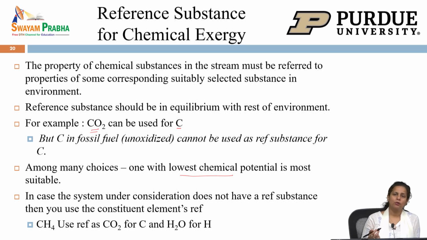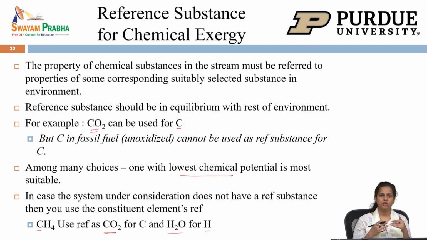Sometimes you will also come across streams that have a component for which you do not have a reference substance for the constituent element. For example, you have methane. For methane, you can use CO2 as the reference for carbon and H2O for hydrogen. So if you have to calculate the exergy of methane, you need to use two reference substances, because carbon in the methane will come into chemical potential gradient dissipation with CO2, and the hydrogen in the methane will come into chemical potential equilibrium with H2O in the environment. So based on the chemical constituents of your stream, you will be picking the right reference substance to calculate the exergy.